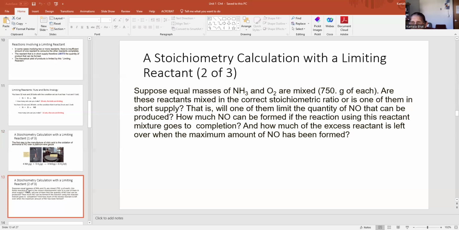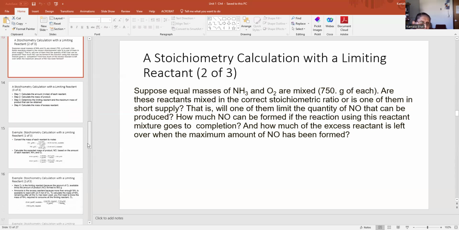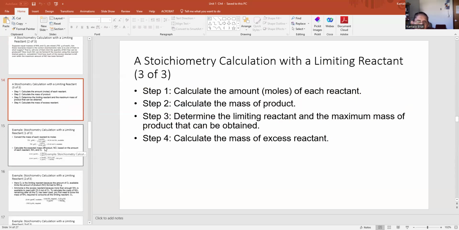And then, of course, the problem extends and you can read it and solve it. So the steps are the same. Calculate the moles of each reactant, calculate the mass of the product, determine the limiting reagent, and the maximum mass of product that can be obtained.